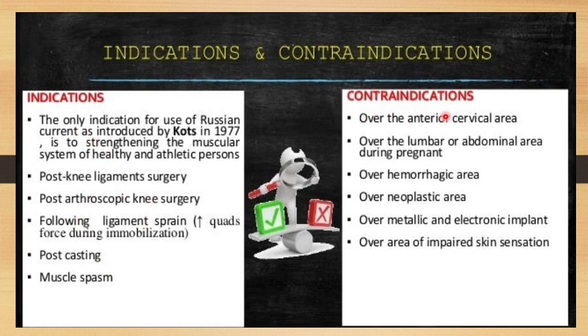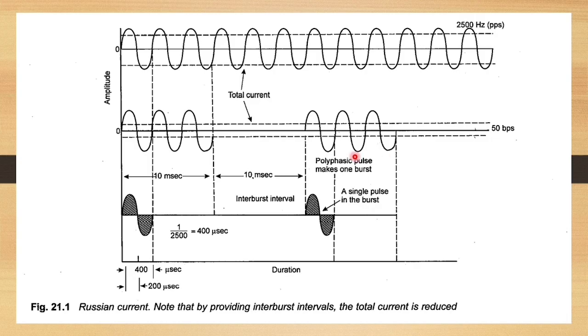And the contraindications are over the anterior cervical area, over the lumbar or abdominal area during pregnancy, over hemorrhagic areas, over neoplastic areas, over metallic and electronic implants, and over areas of impaired skin sensation. We should not use this type of Russian current generator over these particular areas.